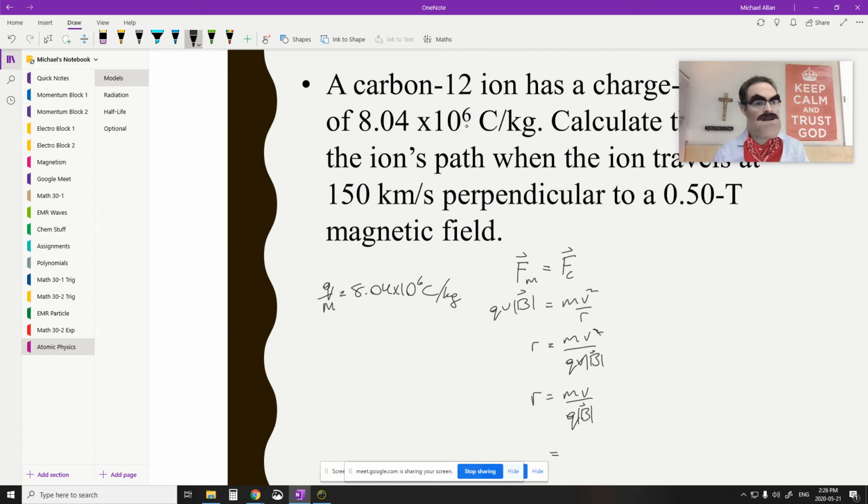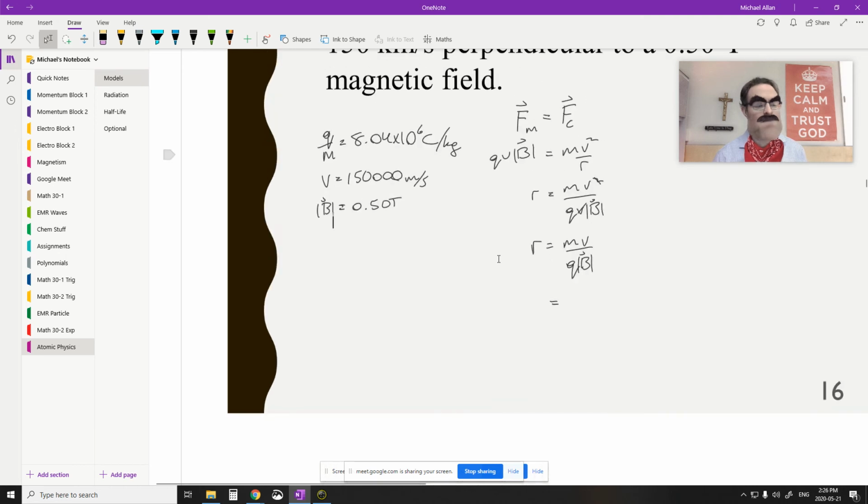Okay. I know the speed. I'm going to just write these down so I can scroll down afterwards. 150,000. I'm going to change the kilometers to regular meters per second there. I know the magnetic field strength. I don't know the direction of the field, but I do know the magnitude of it.